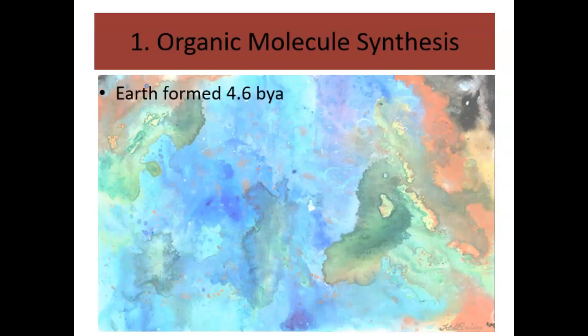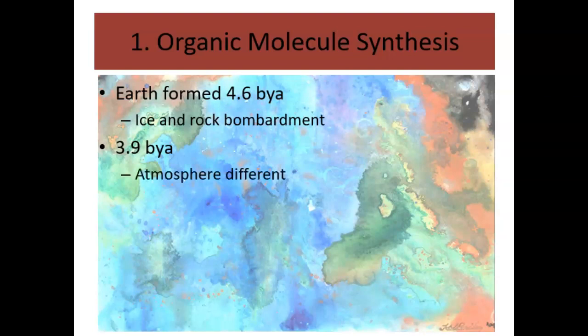Alright, so we think the Earth was formed around 4.6 billion years ago, probably through a process of ice and rock slamming together. You end up with this solid structure that is a planet. Around 3.9 billion years ago, things had probably cooled off, and the Earth was just kind of hanging out. And at this point, the atmosphere was quite a bit different than what we have now. Here were the components of this early atmosphere.